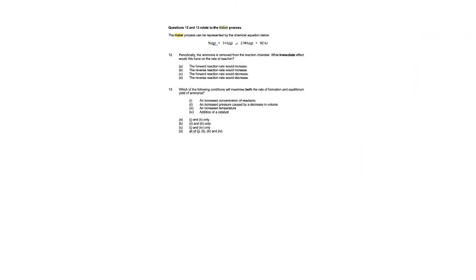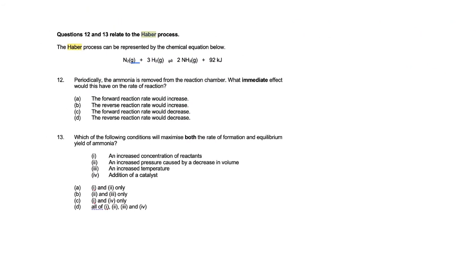Okay, next. All right, Haber process. Periodically, the ammonia is removed from the reaction chamber. What immediate effect would this have on the rate of reaction? The forward rate of reaction would increase? But you remove ammonia, so the forward rate of reaction is unaffected. The reverse rate of reaction would increase? No, the reverse rate of reaction would go down to 0. The forward rate of reaction would decrease? No, unaffected. The reverse rate of reaction would decrease to 0.